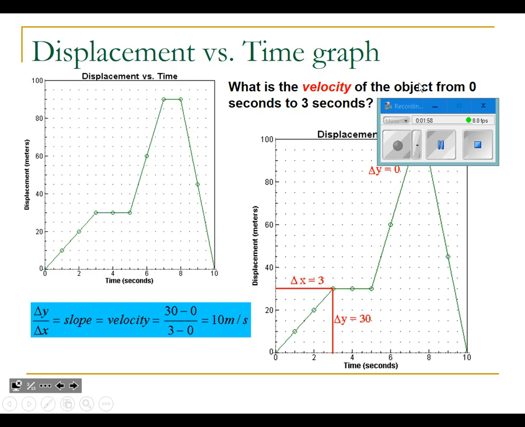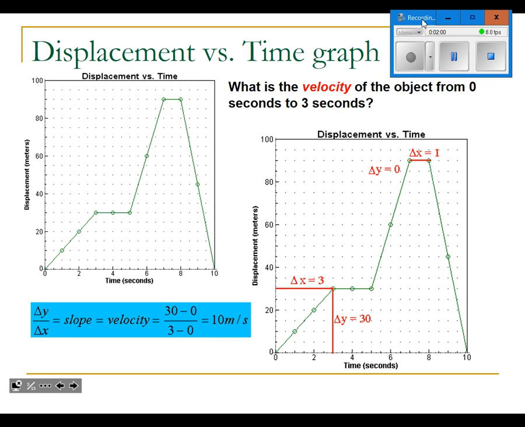All right, so here we have some displacement versus time graphs. And sometimes displacement will also be written as position. Sometimes it will be written as displacement. Sometimes they'll even use the word distance. But I don't really like that word, and we'll talk about why later. So what is the velocity of the object from 0 to 3 seconds?